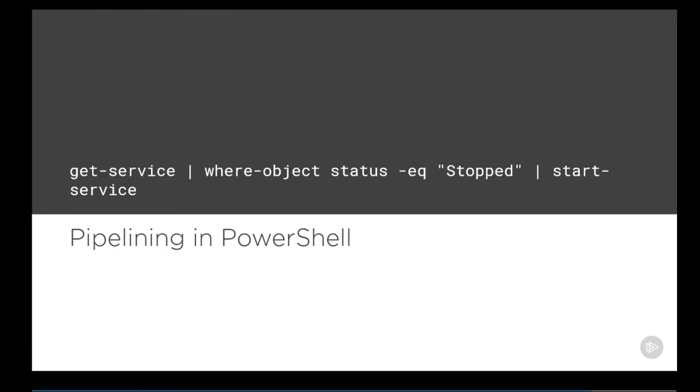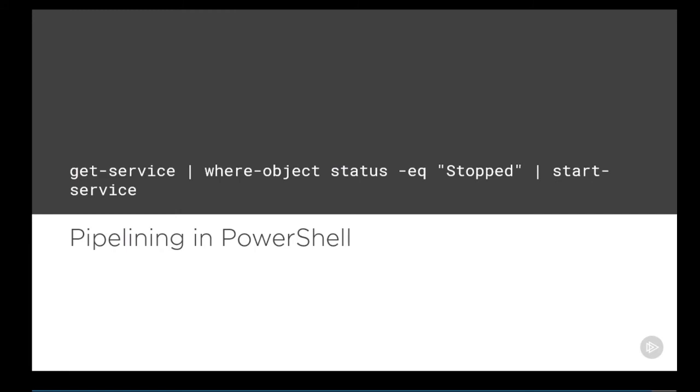And then what we could do is pipe that into a start-service. In the real world, this command might not be exactly what you want to do. You might want to do some further filtering, but it shows you the power of pipelining and how we can use information going through the pipeline to do work.